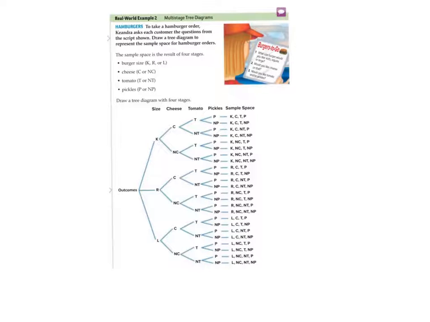Okay, so start off with obviously the burger. Either you can have a king size, a regular, or a large. So the first line here is the size of the burger. So either king, regular, or large. Okay, and then work along the list. The next one's obviously cheese. So you're either going to have cheese with your king or no cheese. Cheese with your regular or no cheese, etc., etc. Working down next with pickle, with tomato, and then with pickles.